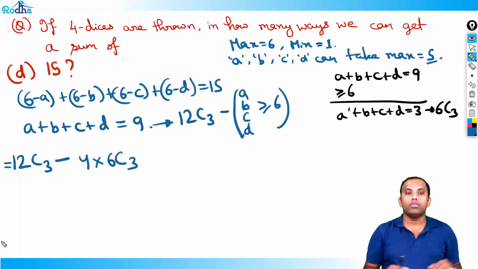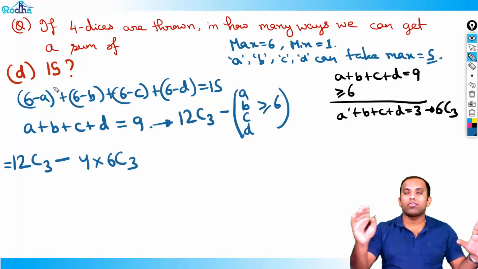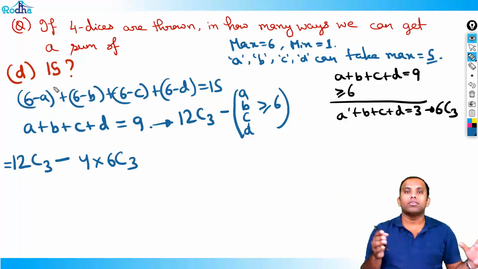Okay, 4 into 6C3. So I hope this part is clear, right? We're discussing very good concepts here. This is a very important concept. I hope this part is clear now. You can just verify the answer if you want. Just solve this question. 15 is somewhere in the middle, right? Between 4 and 24. So what you can do is try from the forward direction also. Okay, there also you get the answer.